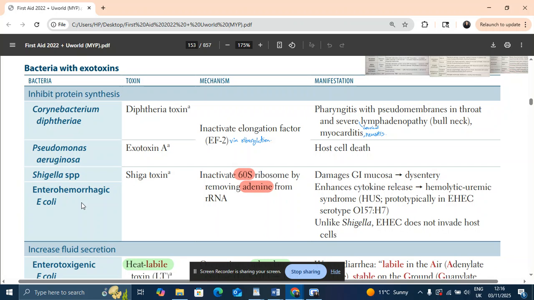Just like they damage the GI mucosa, in the same way Shiga toxin damages the endothelial cells of the kidney vessels. Kidney vessels have endothelium, and they damage it. And when there is damage of the endothelium, there is activation of the clotting pathway. It causes platelet activation, and the clotting system gets activated and leads to microthrombi formation.